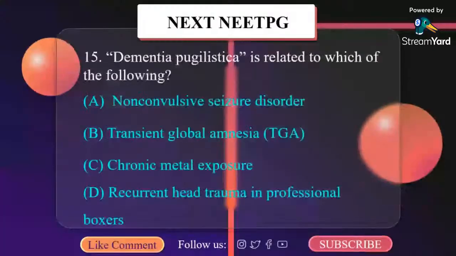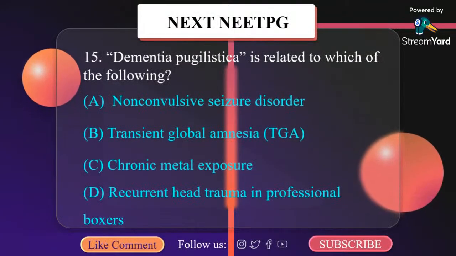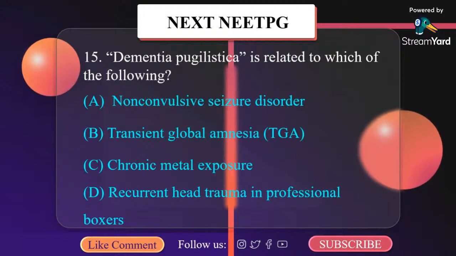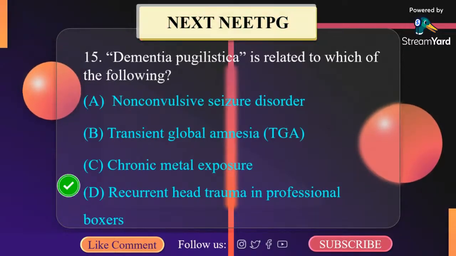Dementia pugilistica is related to which of the following? Non-convulsive seizure disorder, transient global amnesia, chronic metal exposure, or recurrent head trauma in boxers. It is recurrent head trauma in professional boxers. So dementia pugilistica is related to recurrent head trauma in professional boxers. Let's move on to the next question.